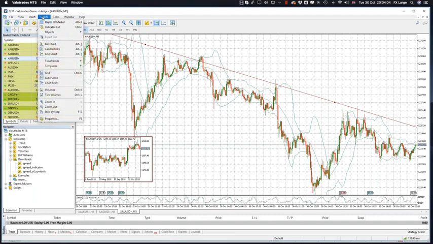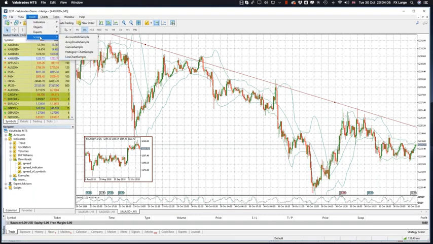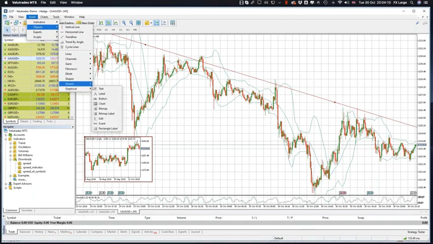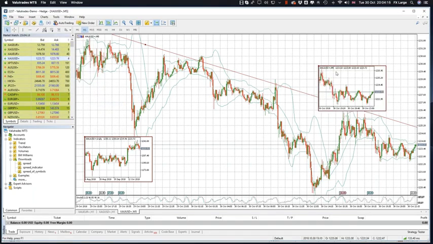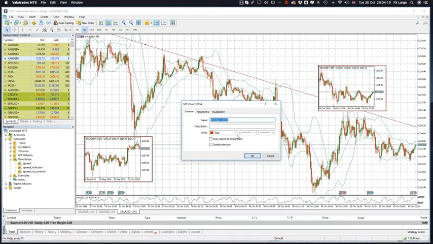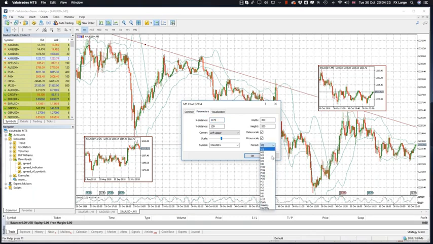Let's do another one. Oops. Let's find it again. See, I said it's very well hidden. Don't know why they've done this. So I'm going to change this to, let's see, how about an hourly chart?